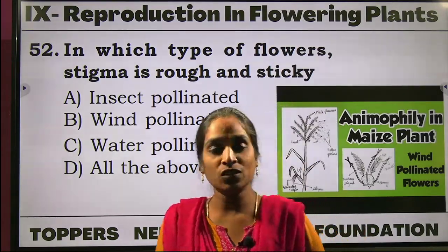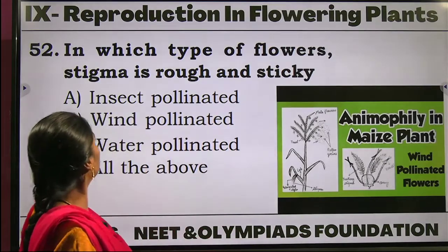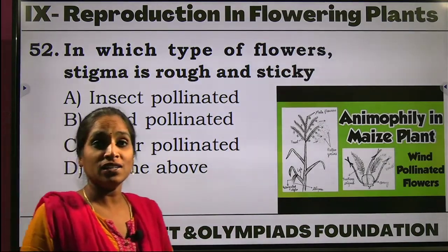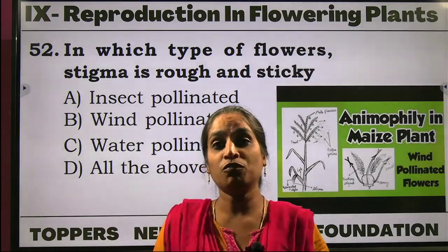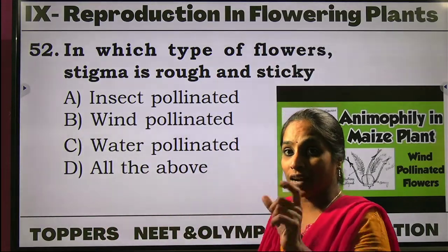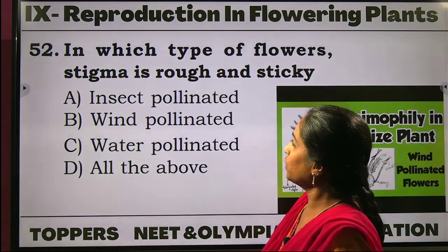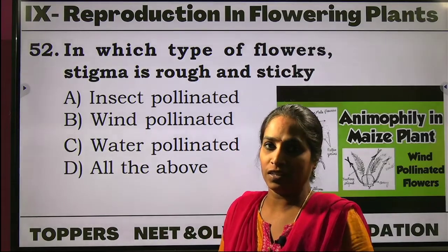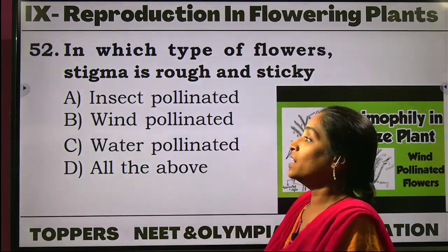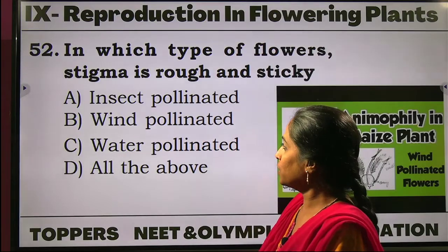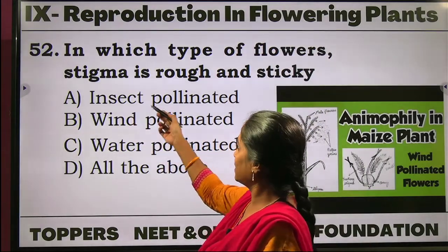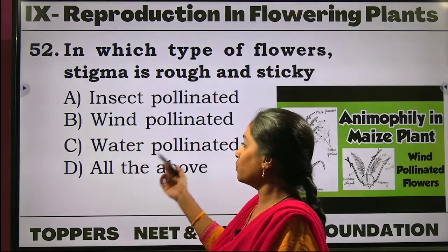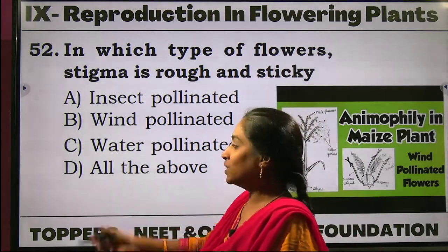So let us see what the question is asking. In which type of flowers is the stigma rough and sticky? In which type of flowers, what kind of pollination, can we see that kind of sticky and rough structured stigma? Option A is insect pollinated flowers, then wind pollinated flowers, water pollinated flowers, or all the above.